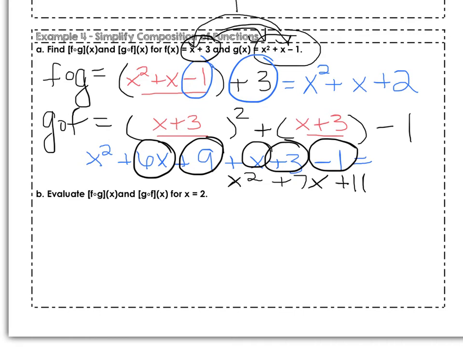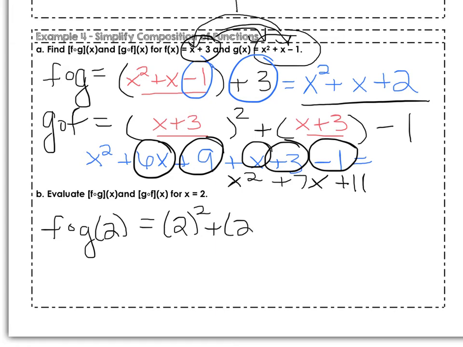And notice in B, it's asking for us to evaluate for x is equal to 2. So all I need to do is plug 2 into both my compositions. So f composed of g of 2 is our proper notation. That's our first one of x squared plus x plus 2. I'm going to plug in 2 here, and I'm going to plug them in here. Well, 2 squared is 4, plus 2 plus 2. That's going to get me a value of 8.